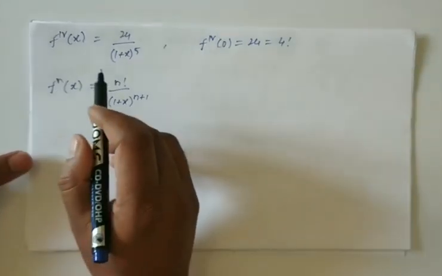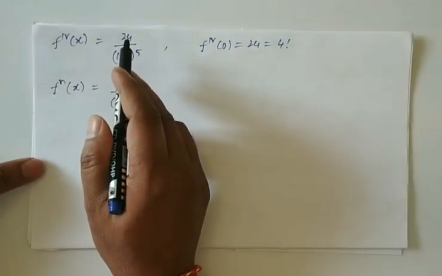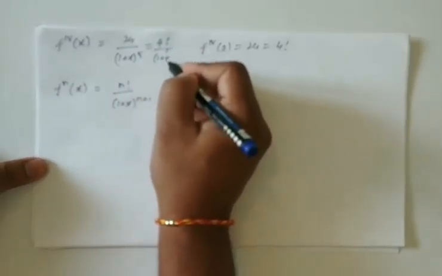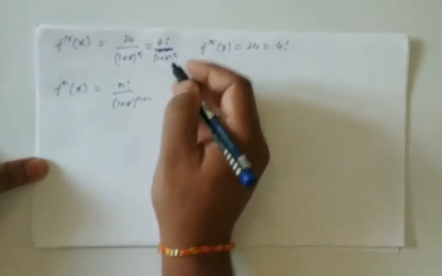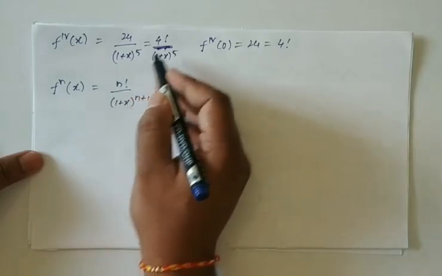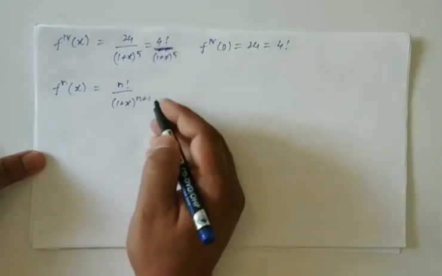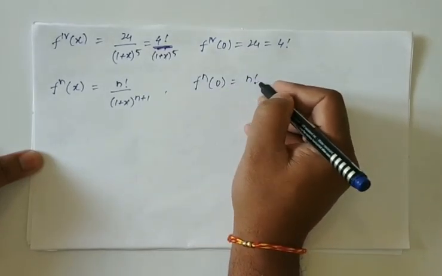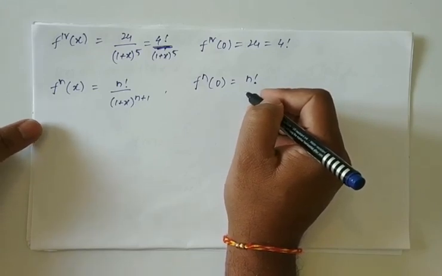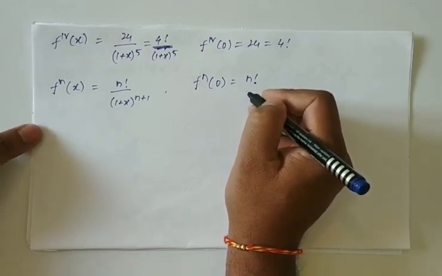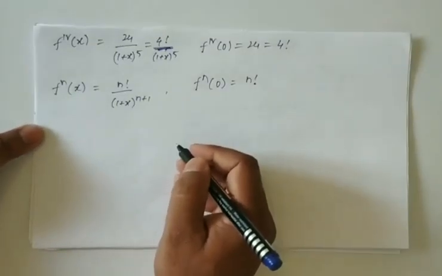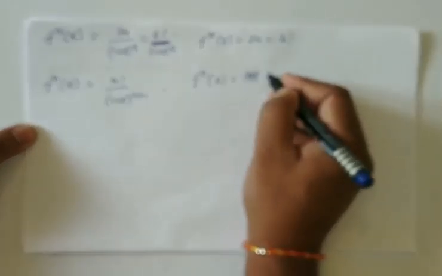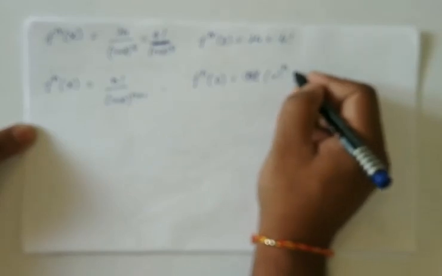f⁗(x) is nothing but 24, and 24 is nothing but 4 factorial, by (1+x)⁵. Similarly, fⁿ(x) is nothing but n factorial by (1+x)ⁿ⁺¹. Now tell me fⁿ(0). Sorry, fⁿ(0) is nothing but (-1)ⁿ n factorial.